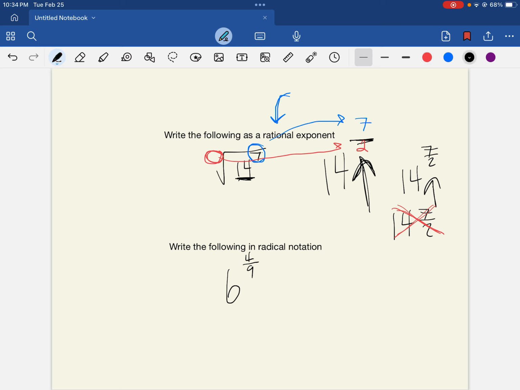Now, if I'm doing this backwards in that second example, I keep my base the same. I use, now this is called a radicand, I use that symbol. Like before, the numerator stays as the power. And the denominator goes in the index.